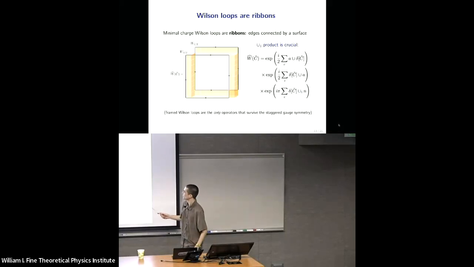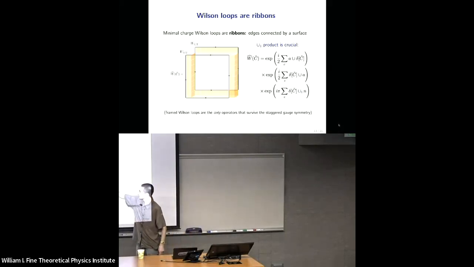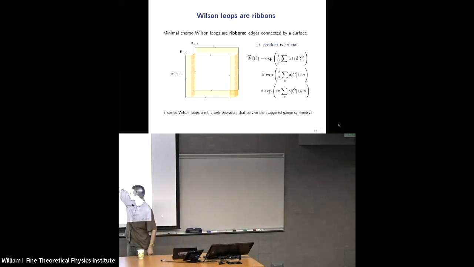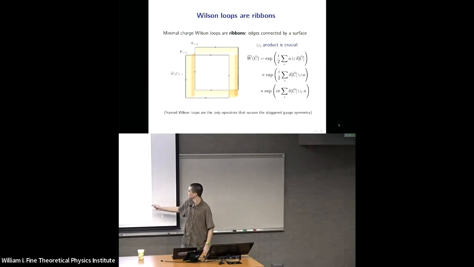To get a minimal charge Wilson loop, we have to start with two charge 1/2 Wilson loops, but those are not gauge invariant, right? A fractional charge Wilson loop is not invariant under large gauge transformations. So we have to attach some surface that soaks up that large gauge transformation. This surface is built up out of the Villain variable n. Okay, so this minimal Wilson loop is literally some kind of ribbon.